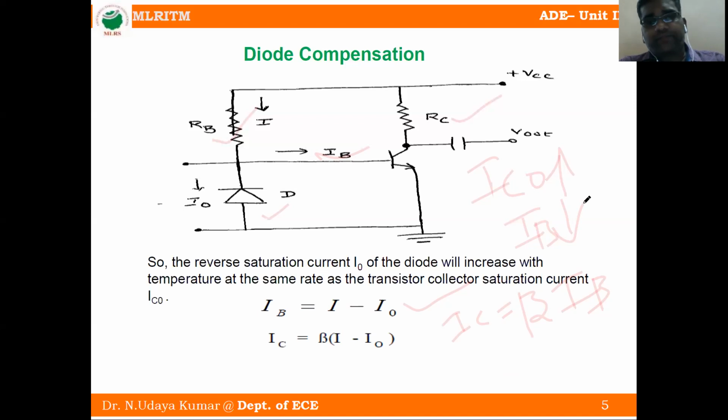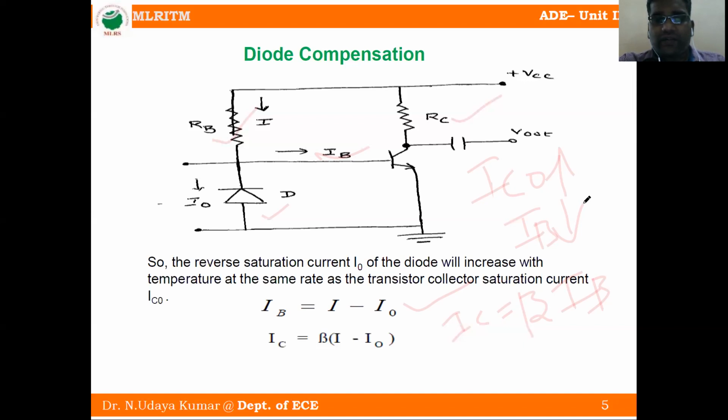So I repeat, listen carefully. This technique is to maintain the operating point constant despite temperature variations in VBE, IC0 and beta. So this is the diode compensation circuit. As long as temperature is constant, this diode across the base and emitter region acts as a resistor. If temperature increases, first, IC0 of the transistor increases. If IC0 increases, at the same time I0 also increases.